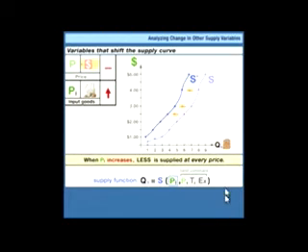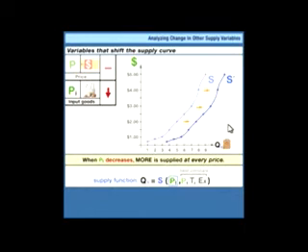The answer is, with lower input prices, the supply of bread increases. That is, a larger quantity of bread is supplied at every price. Again, we have a change in supply because we've changed one of the variables that we hold constant when we draw the supply curve. An increase in input prices leads to a decrease in supply. A decrease in input prices leads to an increase in supply.